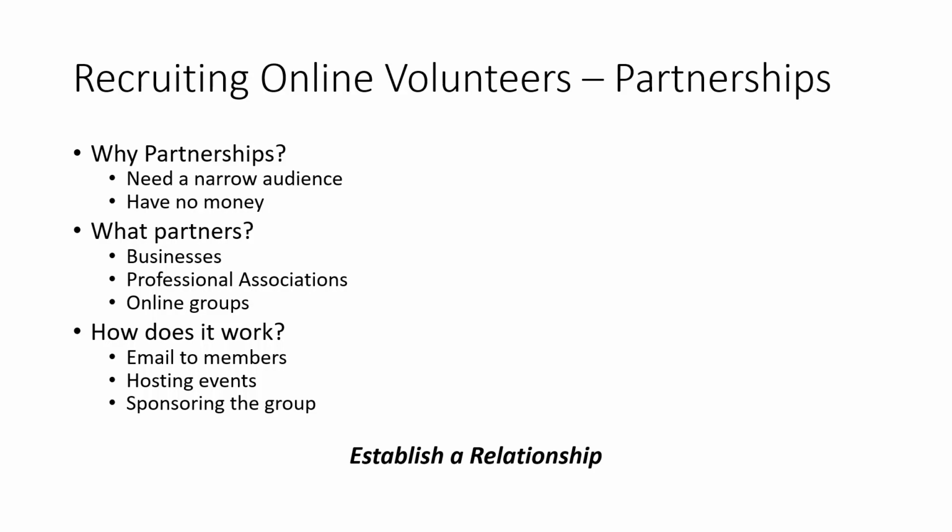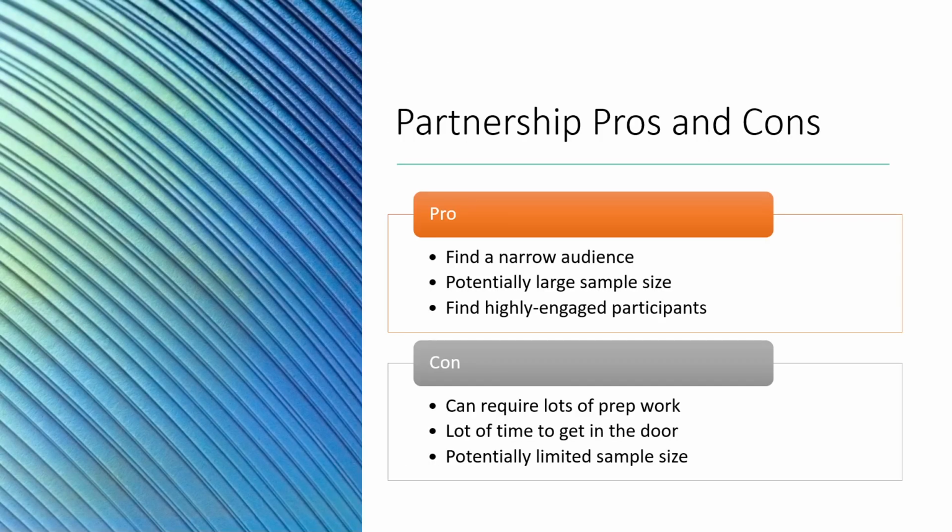But the idea here is don't just ask the partner for help. Make sure that you give them something in return and develop that relationship. Pros and cons, of course, finding that narrow audience is the biggest pro here. There's also a particularly large sample size. There's some really large organizations out there. And again, if you could tap into the American Bar Association and get an email sent to all of the members, that's a lot of lawyers.